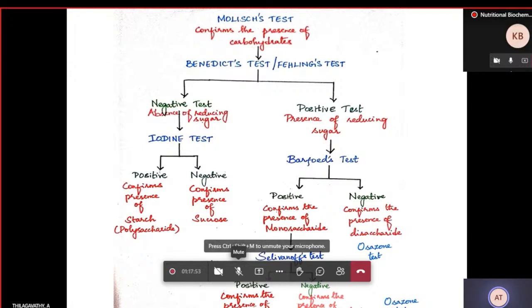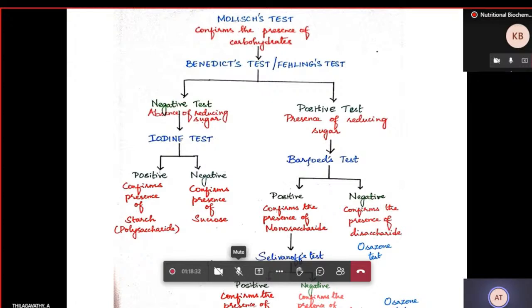Okay, next test you have to do is Benedict's or Fehling's test. Any one you can do, or you can do both. What is it used to distinguish between Benedict's and Fehling's test? It's used to distinguish reducing and non-reducing sugars. If you get a positive test, what does it say? Presence of reducing sugar. If you get a negative test, non-reducing sugar, or absence of reducing sugar.